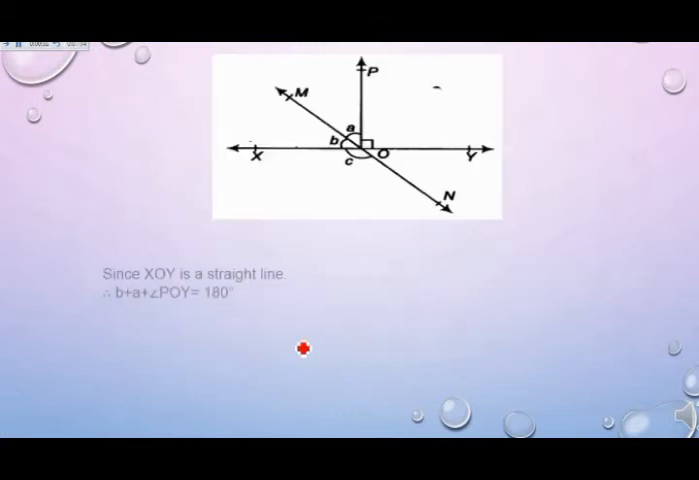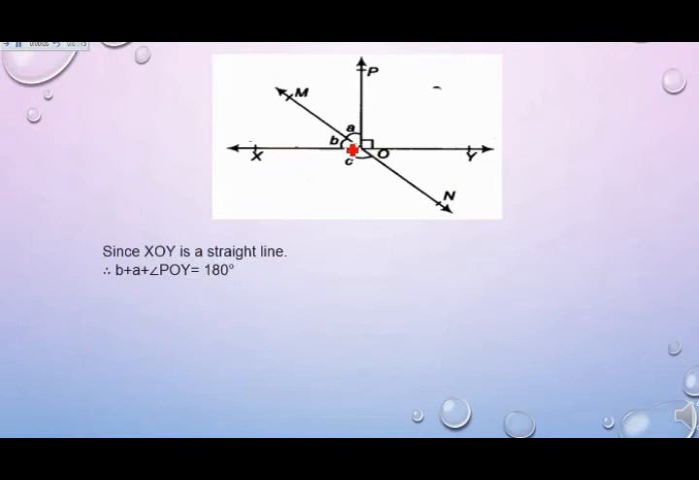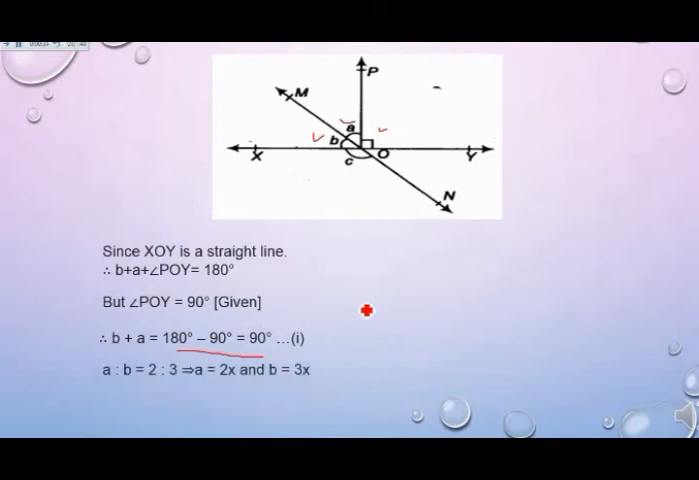By using the given figure, XY is a straight line, therefore B plus A plus angle POY is equal to 180 degrees, where angle POY is given to us as 90 degrees. So we get A plus B, or B plus A, is equal to 180 minus 90, that is 90 degrees. Now replace these angles by the given ratio. It is given that A ratio B is 2:3.